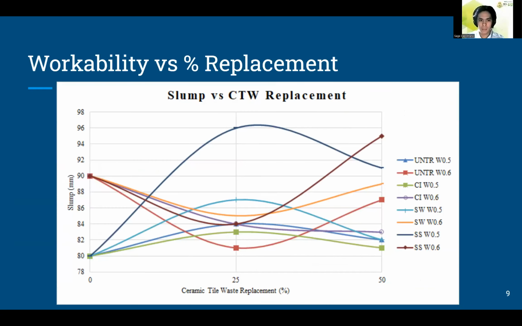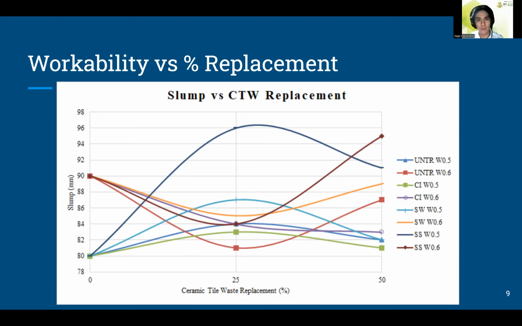Next, please. Moving on to slump versus percent aggregate replacement, as seen in the graph, from 0 to 25% replacement, there is a decrease in slump for 0.6 water cement ratio mixtures, and there is a slight increase in slump for 0.5 water cement ratio mixtures.